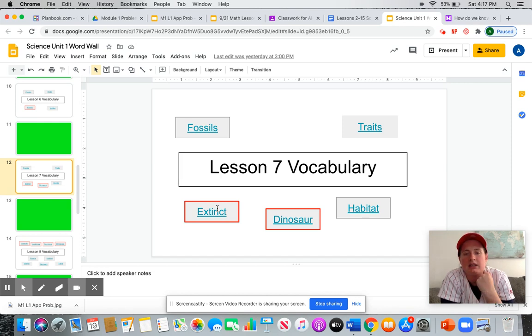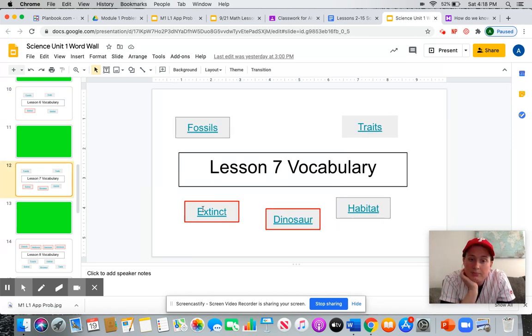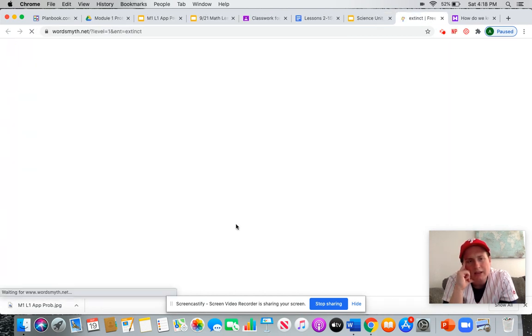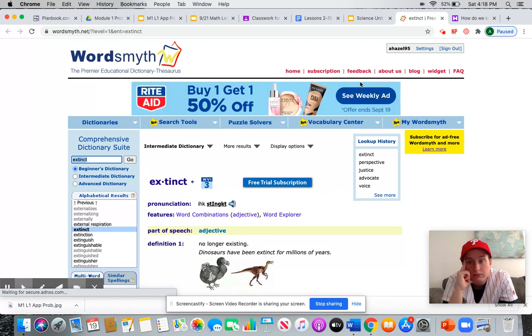So like we have extinct. We did mention this in lesson 6 on Friday, but I don't think we really talked about it. So I just put it in red because I thought we'd want to review it. So when something is extinct, I wonder if you can think, what does that mean? When I say something is extinct, what does that mean to you? Yeah, so to me it means that it does not exist anymore. No longer existing. And the example sentence is, dinosaurs have been extinct for millions of years.